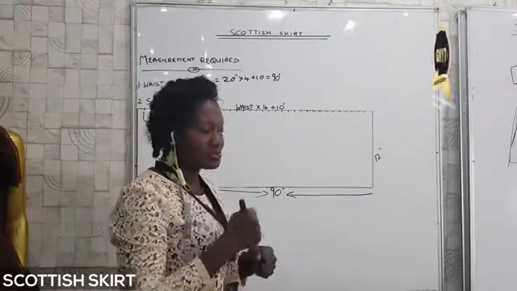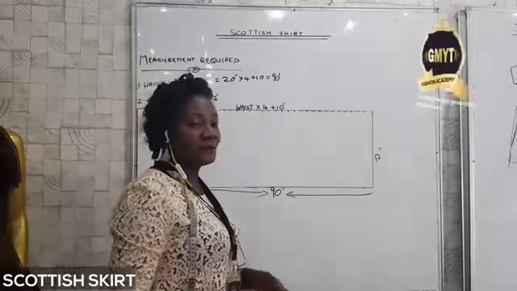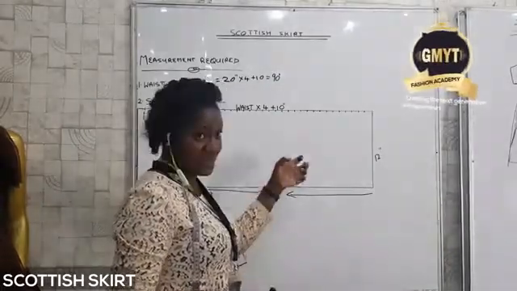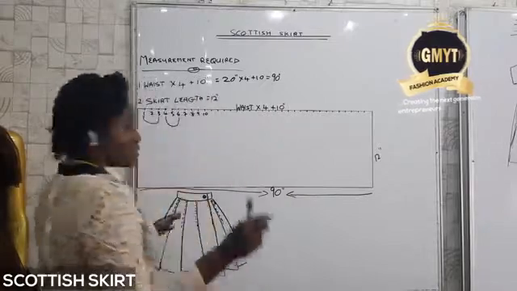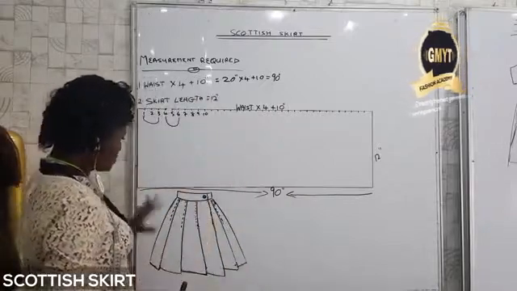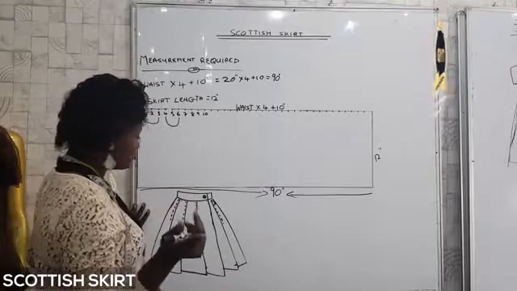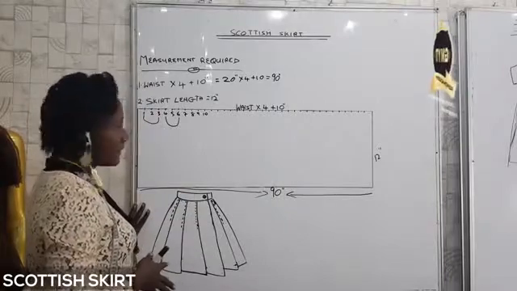Always make sure you make use of your iron so that your pleats can come out nice. But don't forget you must have held your hemming allowance as well. So by the time you do that, I made a sketch, an illustration of how the Scottish skirt looks like. So this is it.